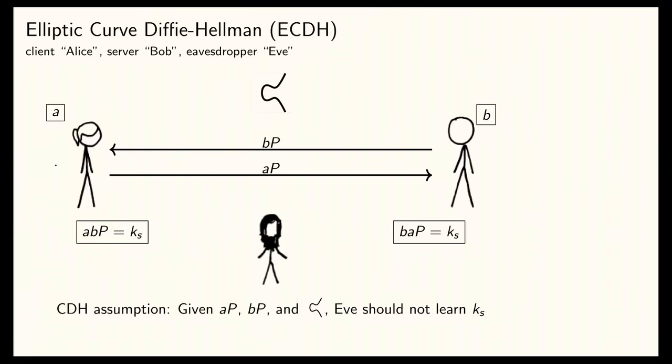And the security relies on what's called the computational Diffie-Hellman assumption, which is a mathematical assumption that says that given A times P, B times P, and the curve parameters, the attacker shouldn't be able to learn the shared secret. Now, let's look at some attacks and defenses against this protocol.